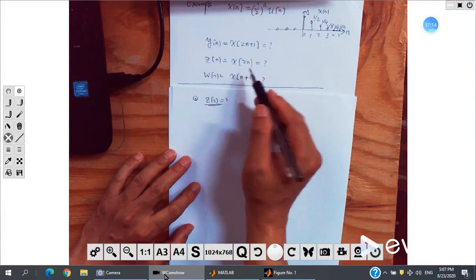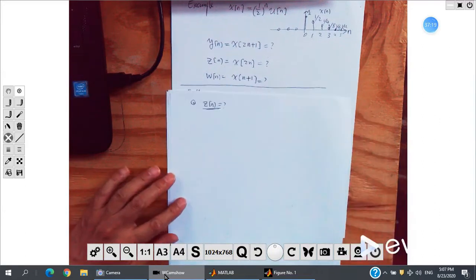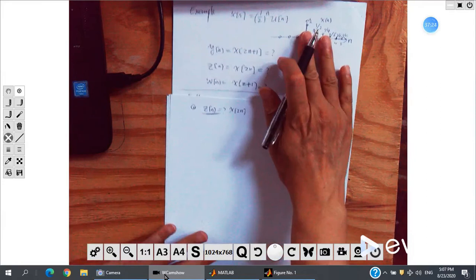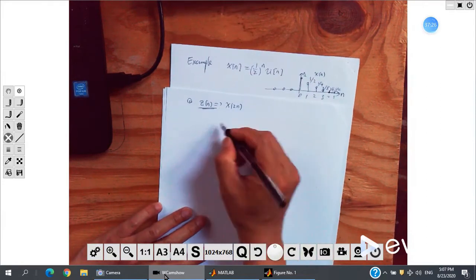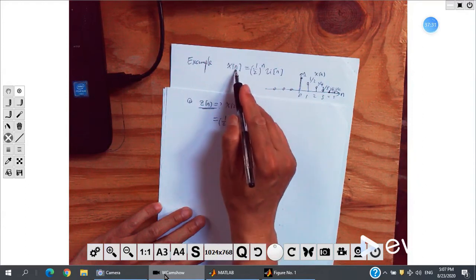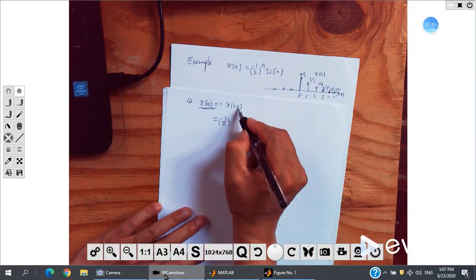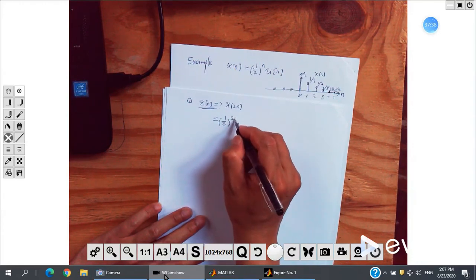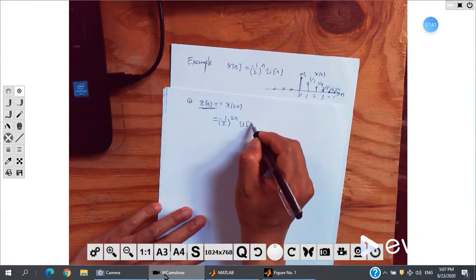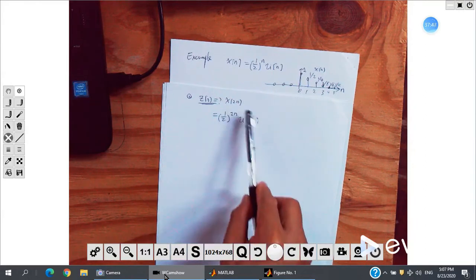I can also use a table similar to these, but I can also just plug in. So this is x of 2n. And what is x? X is this one. If the index is n, then here's n. Now the index is 2n, so here's 2n. And the u of, here's also 2n. Every time you have n, now you need to replace n by 2n.